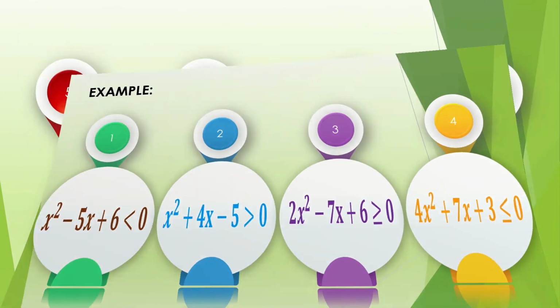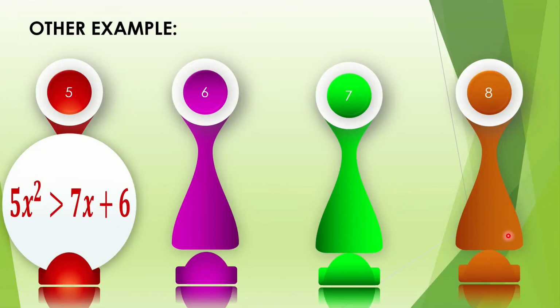Another example: we have 5x squared is greater than 7x plus 6. Okay, this is also an example of a quadratic inequality. Like what I've said, it is almost the same as a quadratic equation. So in order to have the standard form of this one, we need to apply the addition property of equality. It means that the standard form for that example is 5x squared minus 7x minus 6 is greater than 0.